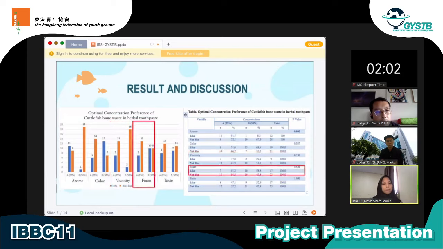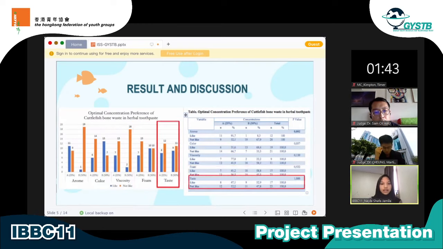For the form of herbal toothpaste, most of the participants prefer concentration B of cuttlefish bone, as many as 10 people. For the chi-square test analysis at the 95% level, there is no significant difference between the preference of concentration A and B, with a p-value of 0.522.